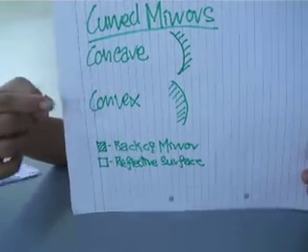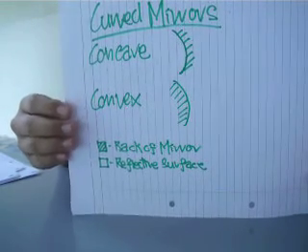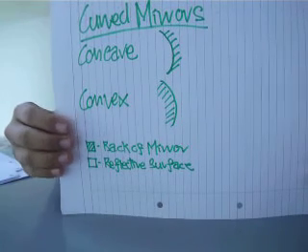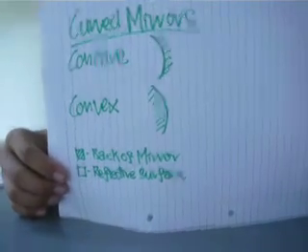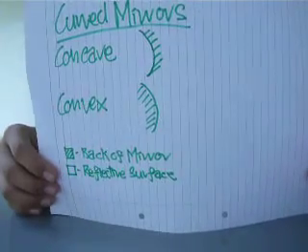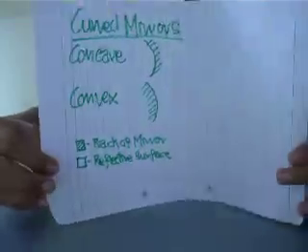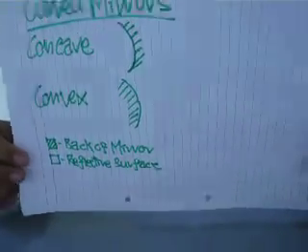So what are their differences? A concave mirror causes light rays to spread apart. In other words, they cause them to diverge. While a convex mirror causes light rays to meet together. In other words, converge. The laws of reflection apply to straight mirrors as well as curved mirrors. There are no exceptions.